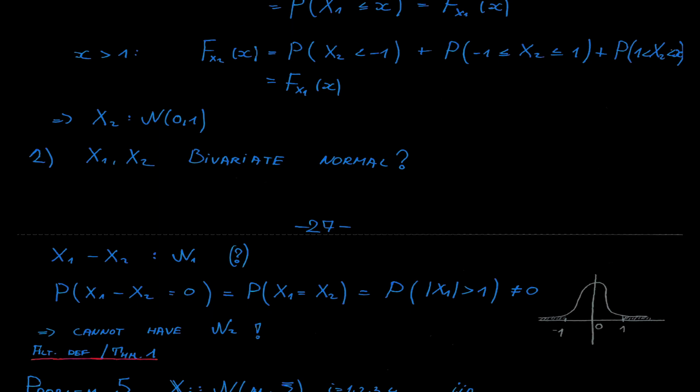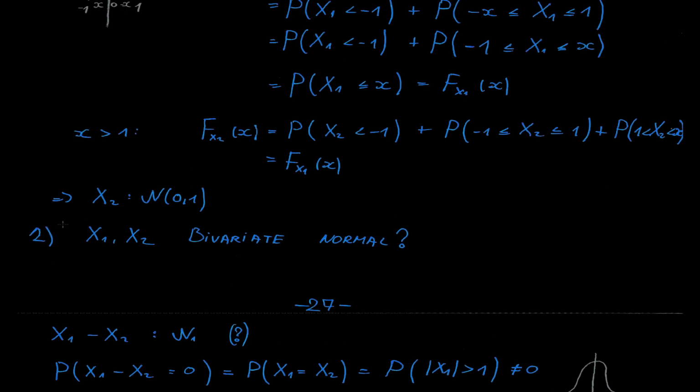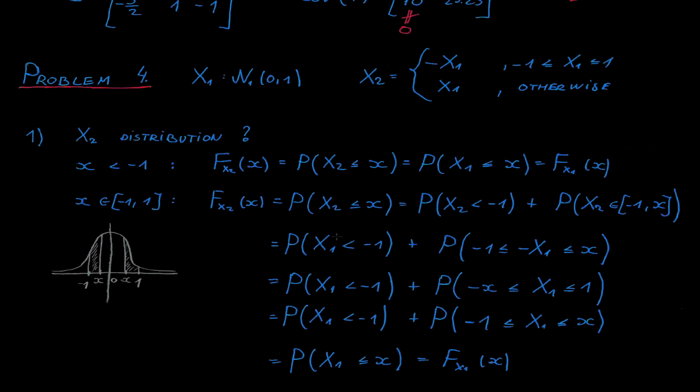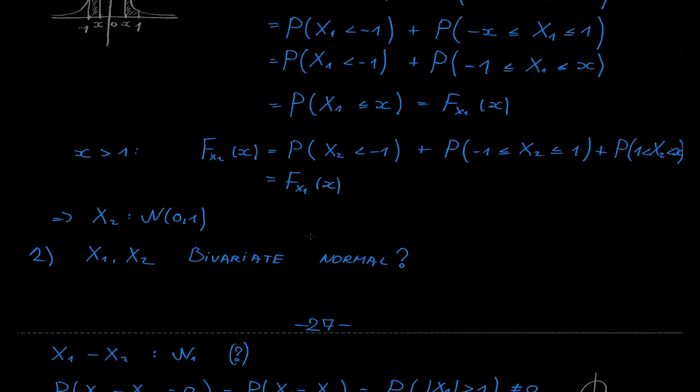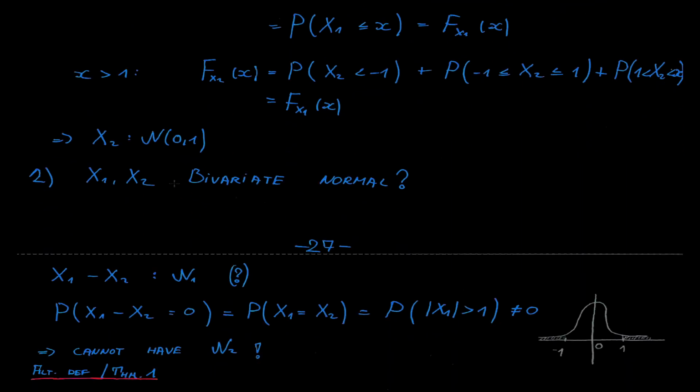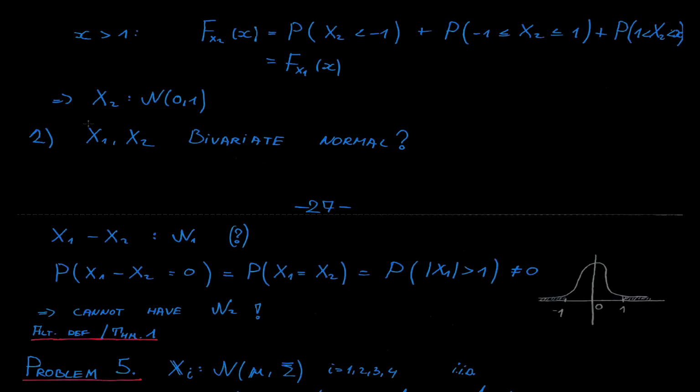So we know that x1 and x2 both have a standard normal distribution. Let's see: if we have our vector x equal to (x1, x2), is it a bivariate normal distribution? Let's check this. In order for it to be a bivariate normal distribution, by the alternative definition, every linear combination needs to have a univariate normal distribution.